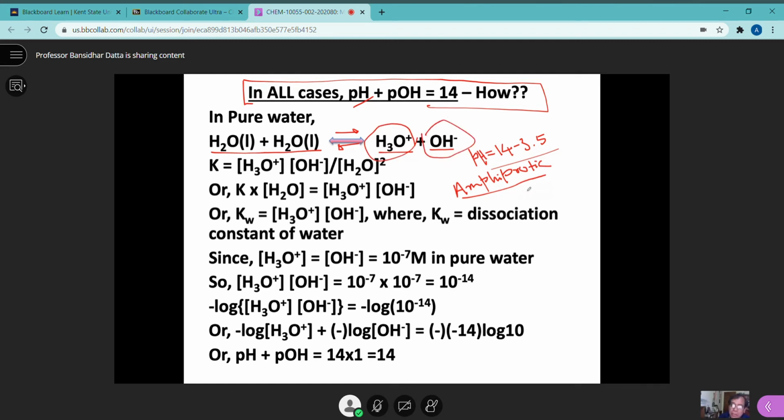So in the test I can always ask, why is water an amphiprotic molecule? Because water can make hydronium ion and hydroxide ion. In other words, one molecule of water will be an acid, another molecule of water will be a base. You don't know which one, but they can dissociate into hydronium ion and hydroxide ion. So that's why water is an amphiprotic compound. Make sure of that.